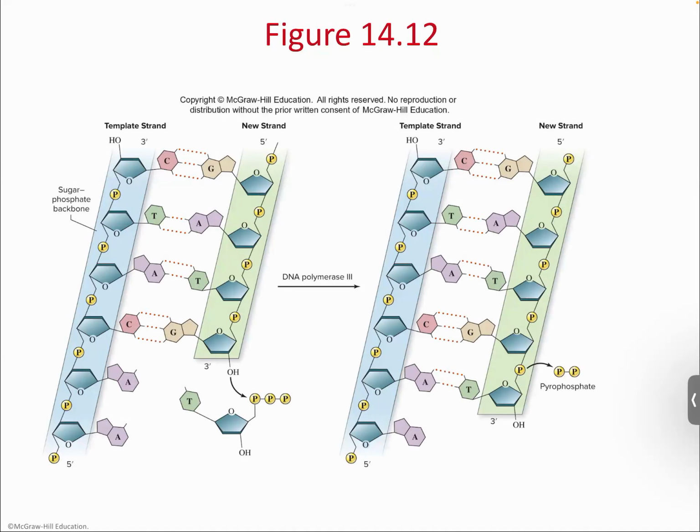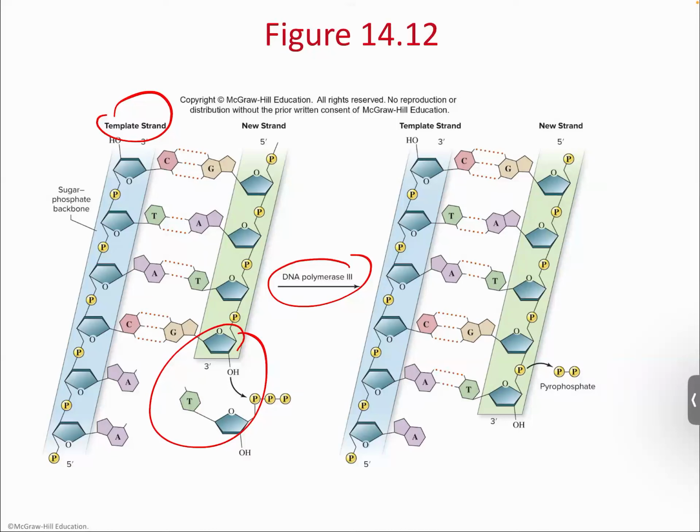Now each one has different tabs. So here's basically what happens. Here's our template strand up here. So this is what we're reading off. And we have an enzyme in this particular case, the first one of our cast of characters that are involved in replication, which is DNA polymerase 3. What DNA polymerase 3 will do is basically sit down right here and read off the template.